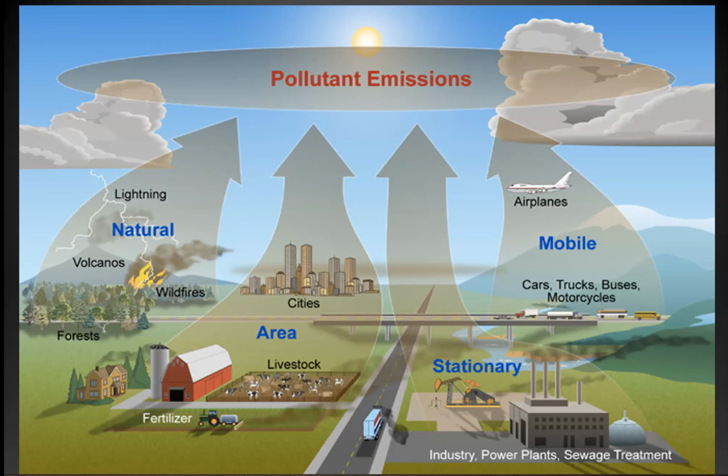So this image shows the major sources of pollution. You have natural sources, you have area sources like cities and farms, you have stationary sources, which are very common from power plants, industries like the fossil fuel industry, and sewage treatment facilities. And then you have mobile sources like planes, cars, trucks, etc.